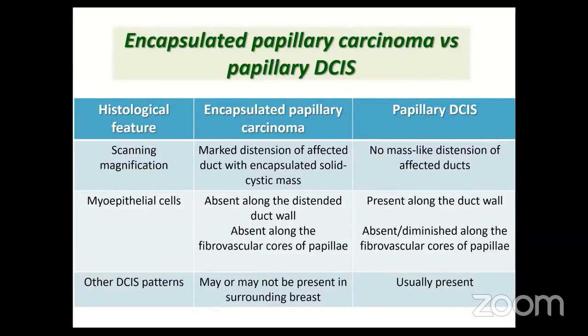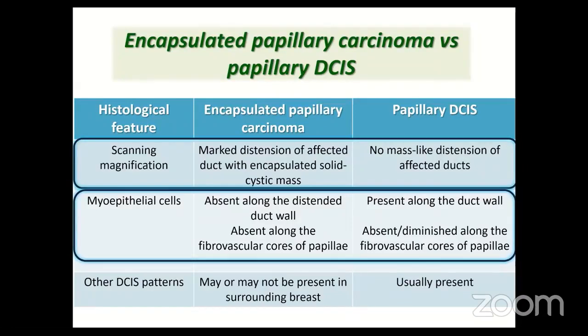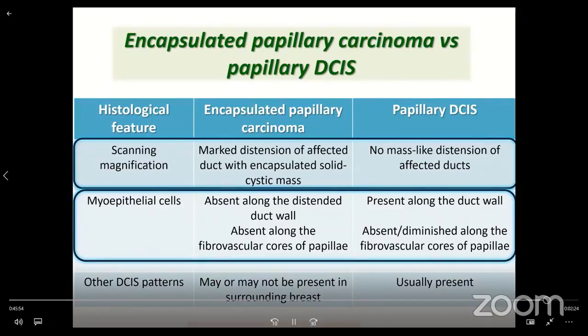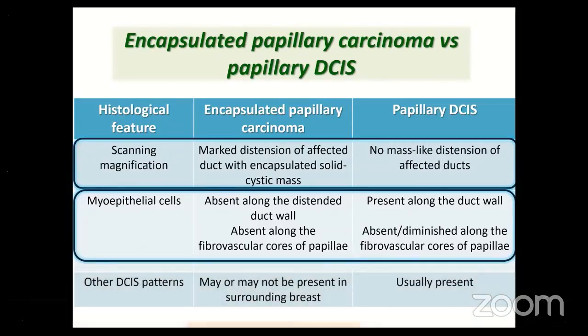For encapsulated papillary carcinoma and papillary DCIS, the key feature is the presence of myoepithelial cells along the affected duct wall in papillary DCIS, as opposed to their complete absence in encapsulated papillary carcinoma. Both lesions can coexist.